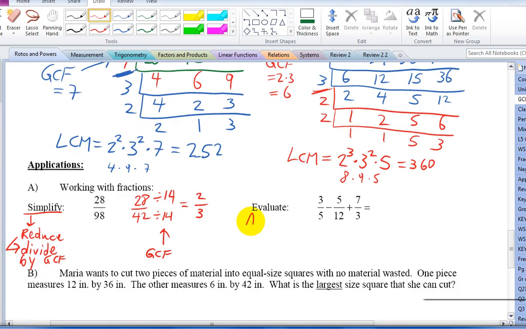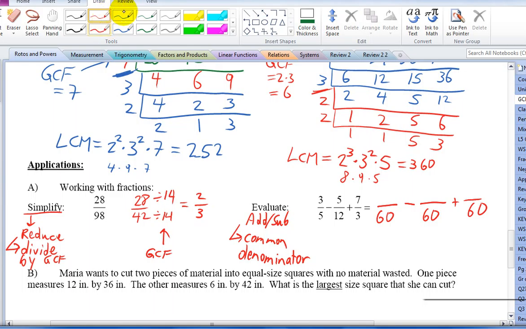Because you're adding and subtracting, what do you need for a fraction? Common denominator. So 5, 12, and 3. This is a bigger one. I'm going to go quick. What's the common denominator with those ones? I think it's 60.